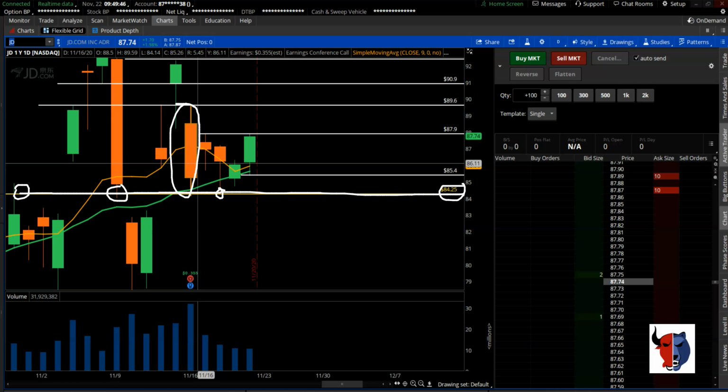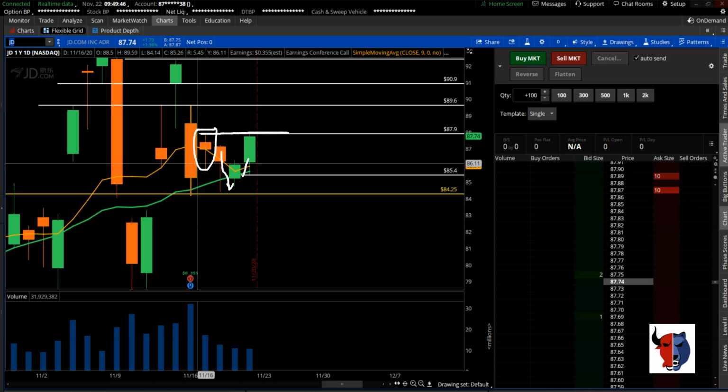Multiple touch points there in the past, so that is a good sign. But what really happened here in the last week is that this is an inside bar right here. We did break down from that inside bar, but we did not see any follow through. We actually saw buyers step in and get the price back above, and now the top of this inside bar nicely coincides with the top of Friday's high.